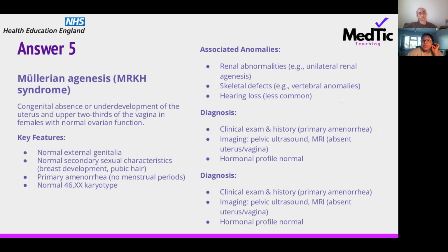Other associated anomalies: they might have renal anomalies, skeletal defects, so vertebral anomalies, and potentially hearing loss, but as you can see here, it's less common.